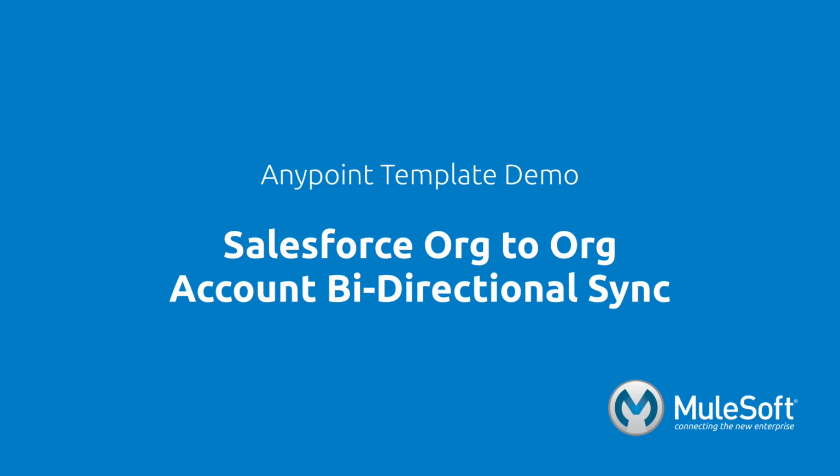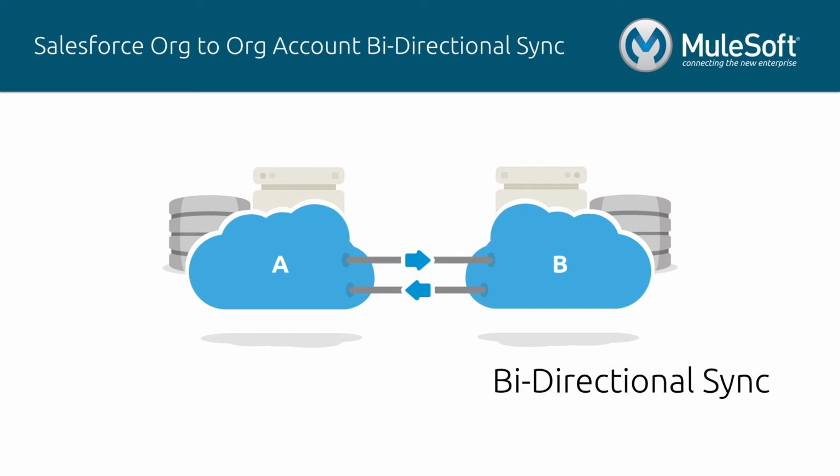This demo will showcase our Salesforce Org-to-Org account bidirectional sync template. Bidirectional sync is the act of uniting two or more data sets in two or more different systems to behave as one system that recognizes the existence of different data sets.